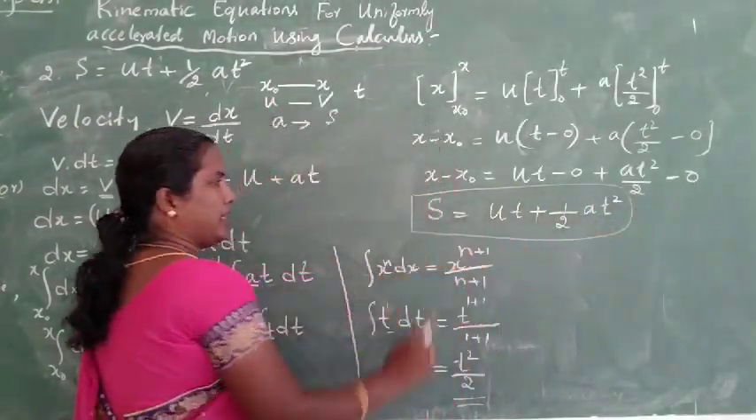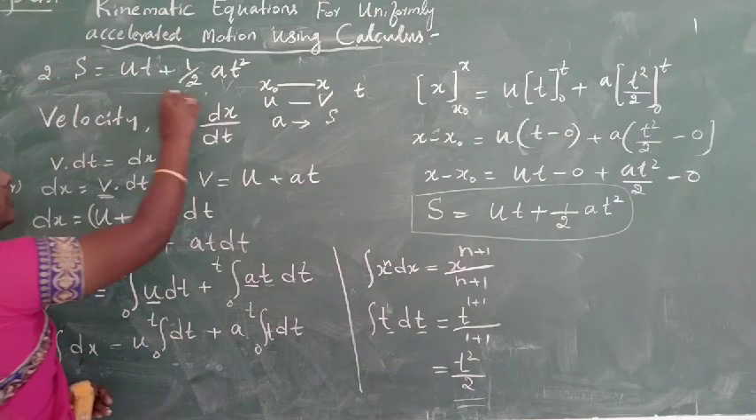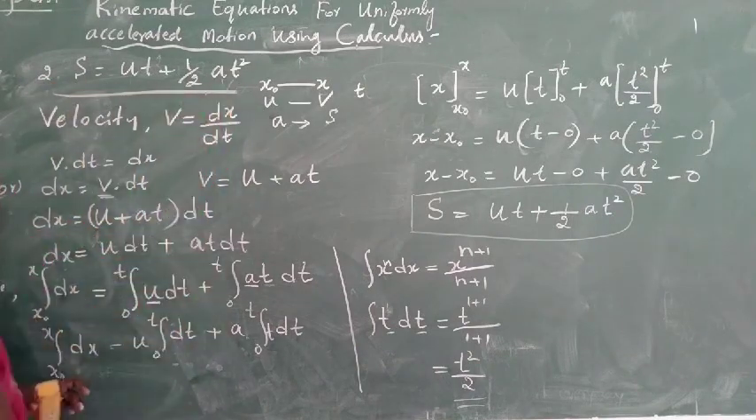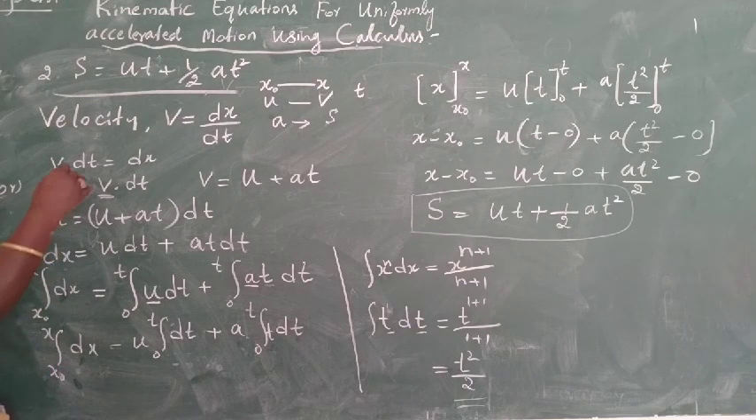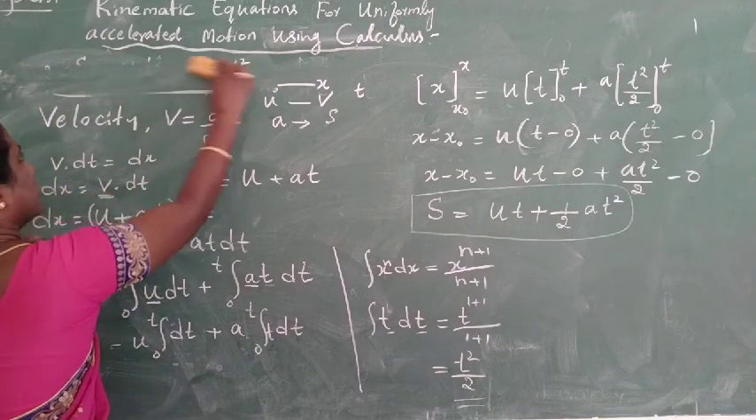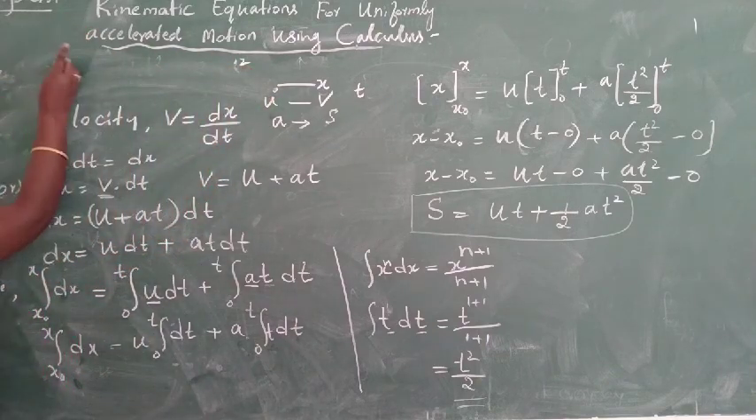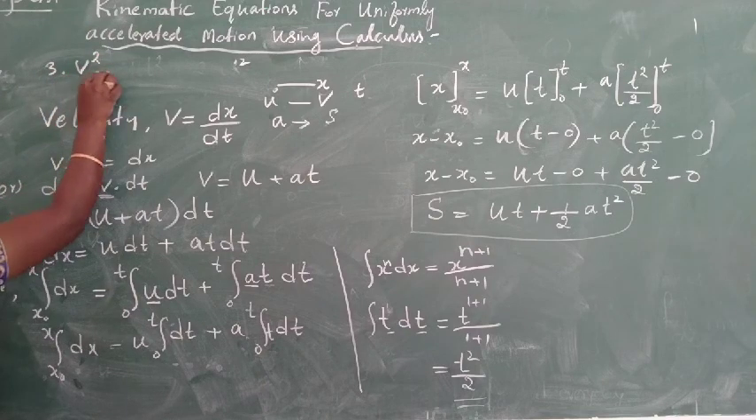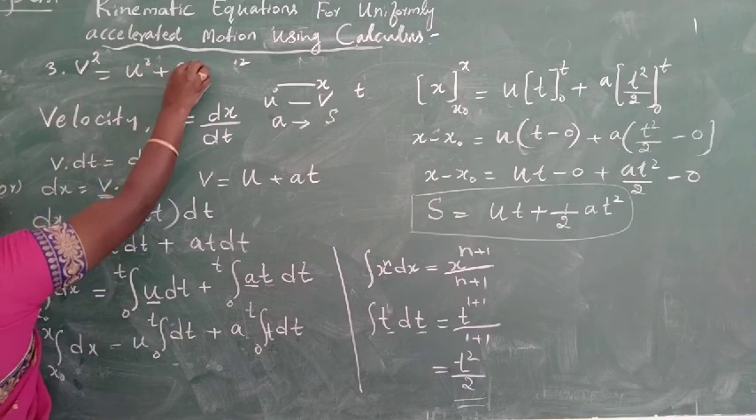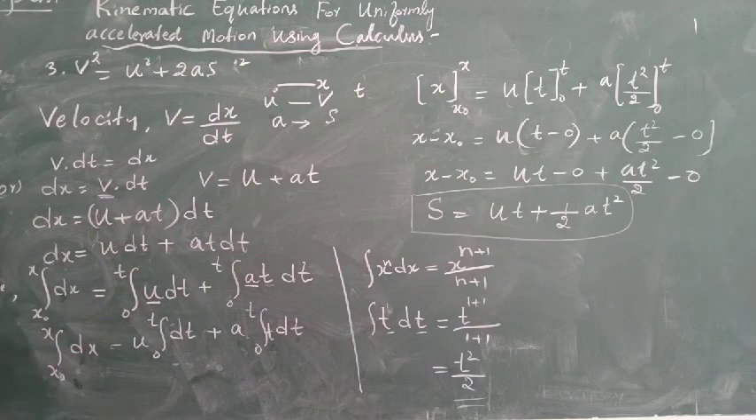This also can be derived. Let's see our equations we derived. What is this equation? S is equal to ut plus half at square can be derived by using the calculus method, that is by using integration as well as differentiation. So the last one, the third one, is there. We will derive the third equation: v square is equal to u square plus 2as. We will derive this also.